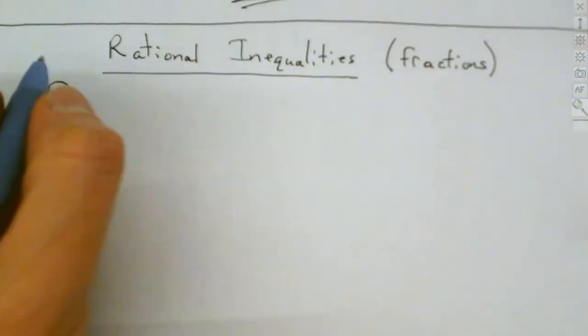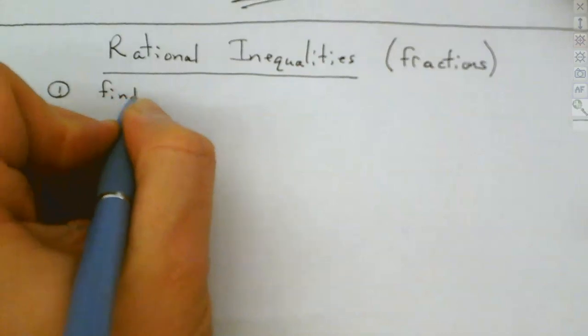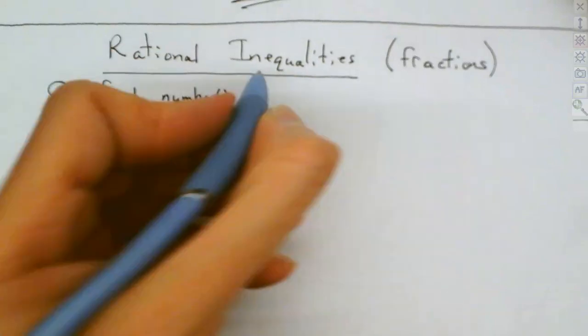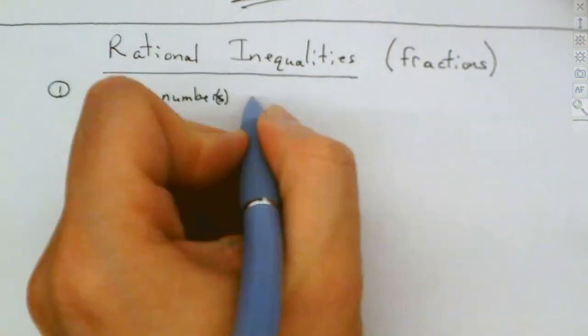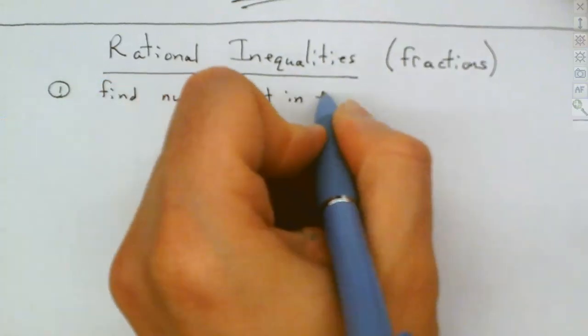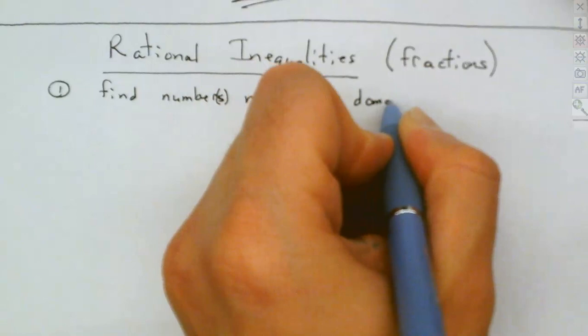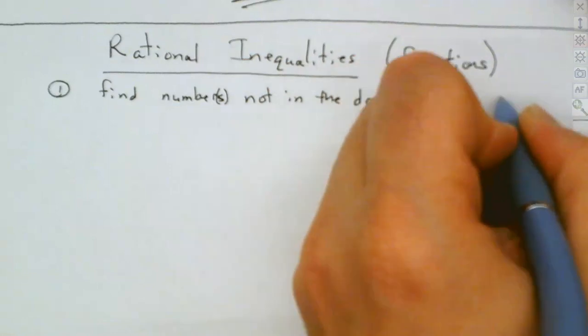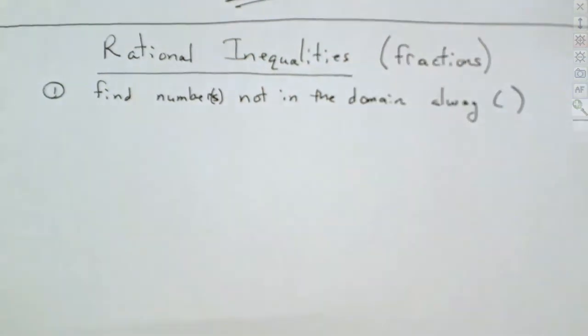Step number 1. Find the number or numbers not in the domain, division by 0. And they are always going to have parentheses. Okay, so you want to find the number or numbers that are not in the domain. And when we go to graph these, which we will be doing, they're always going to have parentheses.